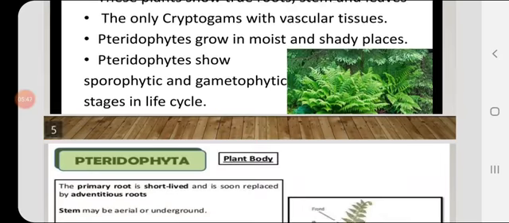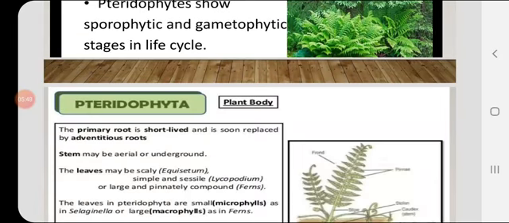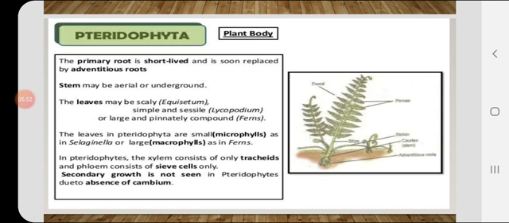Before studying the stages of the life cycle, let us once see the plant body of pteridophytes. How is the plant body of pteridophytes? The primary root is short-lived and is soon replaced by adventitious roots. The roots of the pteridophytes, that means primary roots, are very short-lived. That means they die within a very short period of time, and they are very soon replaced by adventitious roots.